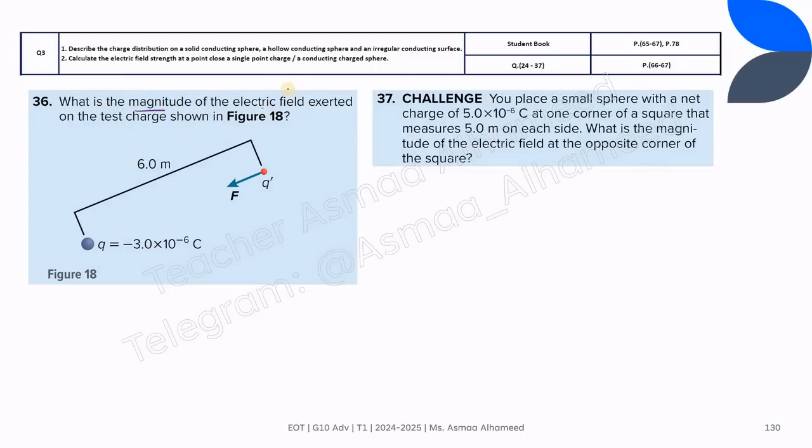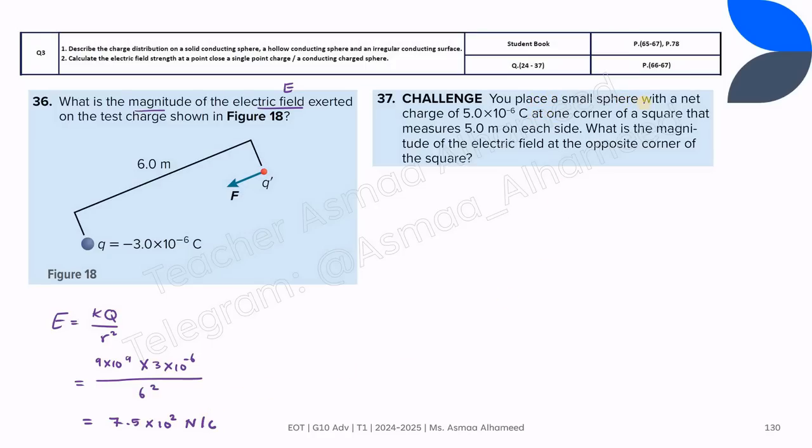What is the magnitude of the electric field E exerted on a test charge as shown in the figure? So this is my source, this is my test charge, and this is the distance r. So we need to find how much is E. E will be kQ over r squared. Now k is 9 times 10 to the power 9 times the charge, only the magnitude, so 3 times 10 to the power minus 6 divided by the distance, which is 6 squared. The answer will be 7.5 times 10 to the power 2 newtons per coulomb.